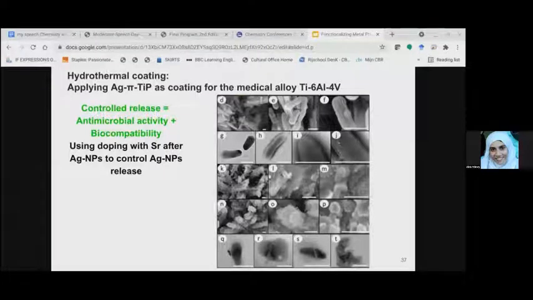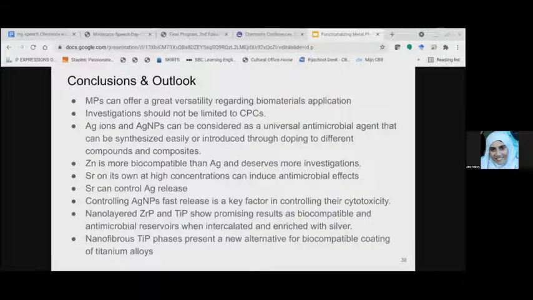We also tried to visualize the cells of these bacteria, E. coli, and we found out that without any silver on the surface of the titanium alloy coated with P titanium phosphate, we can still see the cells proliferate very well, but the three lower panels show how this was completely reversed in the presence of silver and strontium. With this, I would like to conclude my talk.